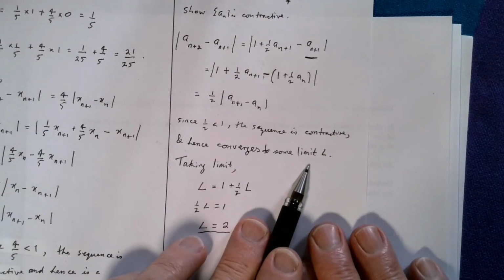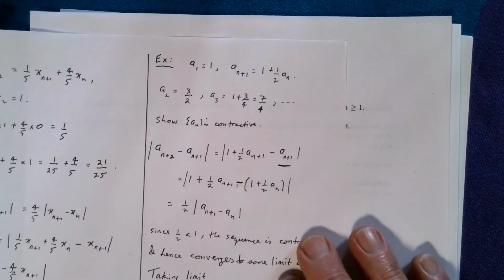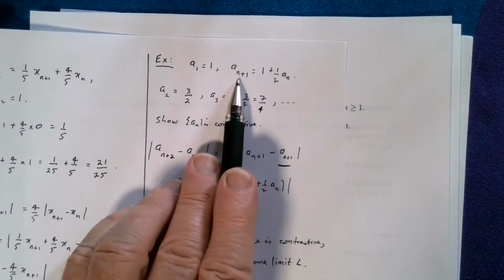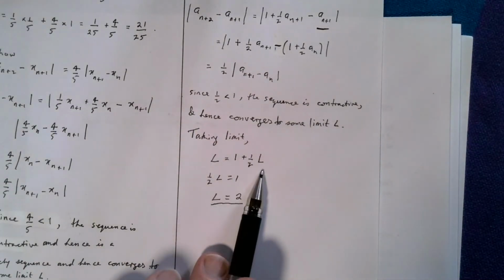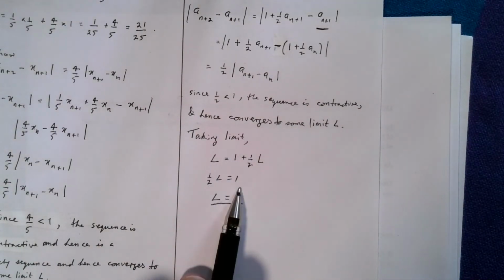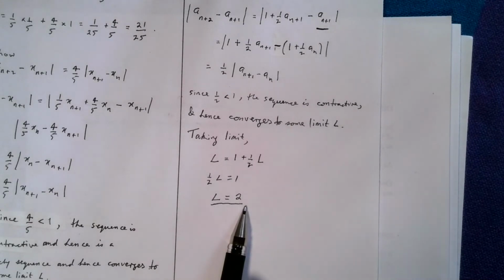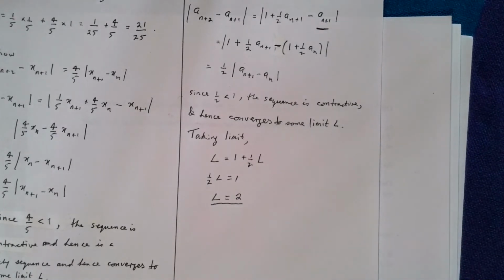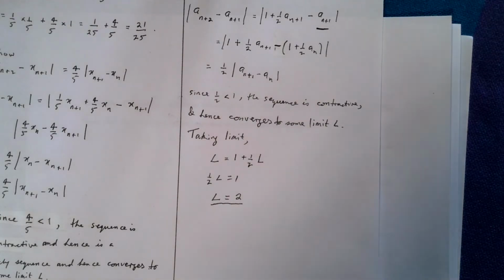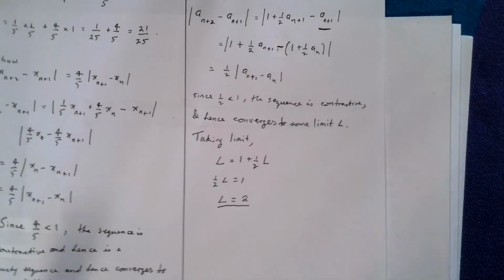Now this time we can just take a limit straight through the original sequence. We get L is 1 plus a half L. So that gives me a half L is 1, and then L in this case, in fact, it's getting closer and closer to 2. And that's the limit there. So that is another example of one of these contractive sequences, and you'll see that we'll be looking at several more of these in the tutorial problems.